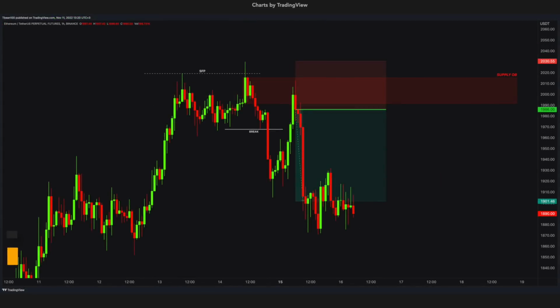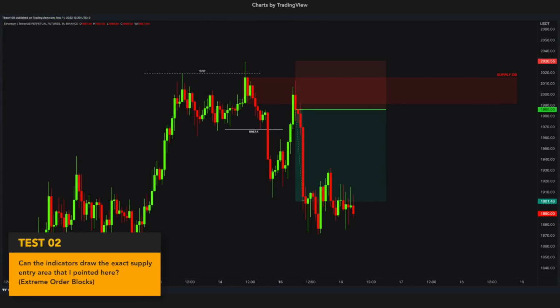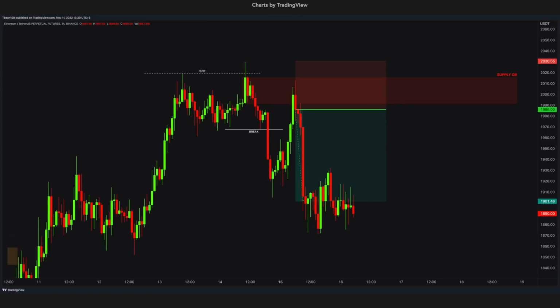In the second test, I created this very simple trade setup. Our classic swing failure pattern, then a high quality break and pullback to the premium zone, and entering a reaction from the order block area, our supply area. I want to see if any of these indicators can catch this supply area and the order block. I hope everything is clear. Let's see if any of these indicators can pass the tests.